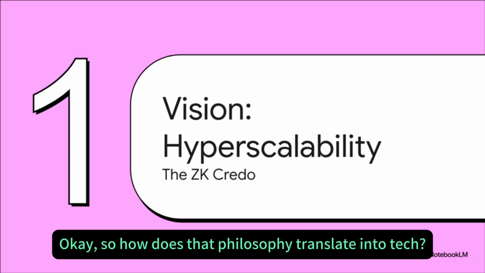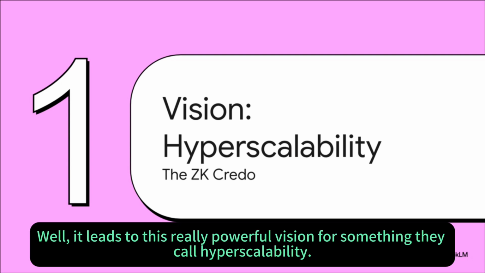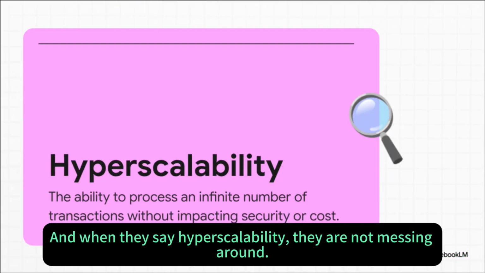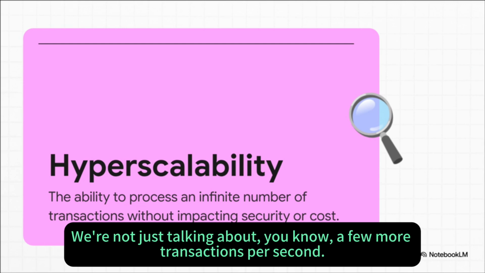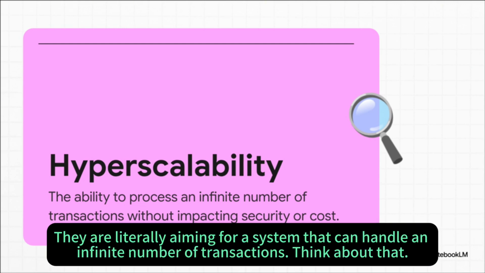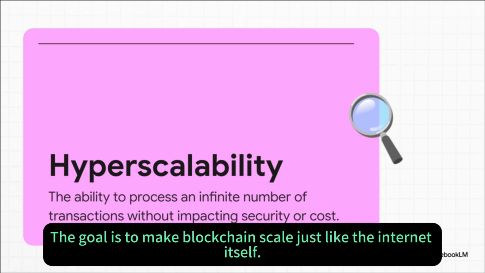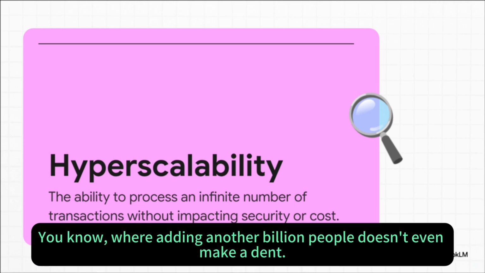Okay, so how does that philosophy translate into tech? Well, it leads to this really powerful vision for something they call hyperscalability. And when they say hyperscalability, they are not messing around. We're not just talking about a few more transactions per second. They are literally aiming for a system that can handle an infinite number of transactions. Think about that. The goal is to make blockchain scale just like the internet itself, where adding another billion people doesn't even make a dent.